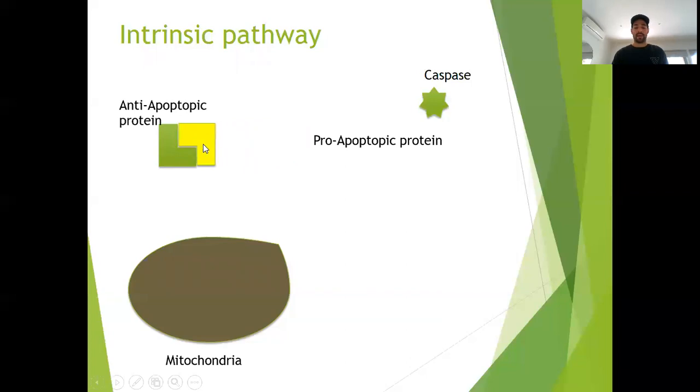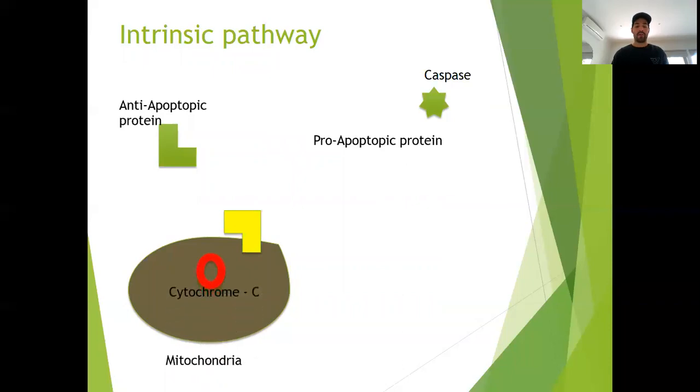So these are our two proteins, and as you can see, normally they're in balance. They cancel each other out. This anti-apoptotic protein is trying to stop apoptosis, and this pro-apoptotic protein is trying to start apoptosis. So normally they're balanced, which means there's no apoptosis occurring. But if there is some sort of damage, that balance is lost, and this pro-apoptotic one actually goes and, you can think of it like, drills a hole inside the mitochondria.